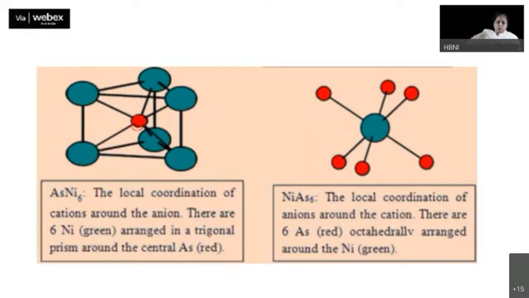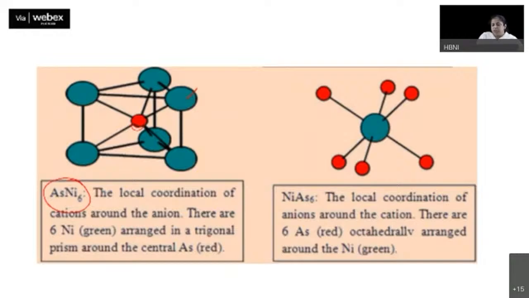So what happens is, in case of NaCl structure, both Na had octahedra of chlorine around it and chlorine had octahedra of Na around it. But in case of nickel arsenide, arsenic has got a trigonal prism of 6 nickel. But nickel has got an octahedra of 6 arsenic. It would be clear if you try to imagine that.